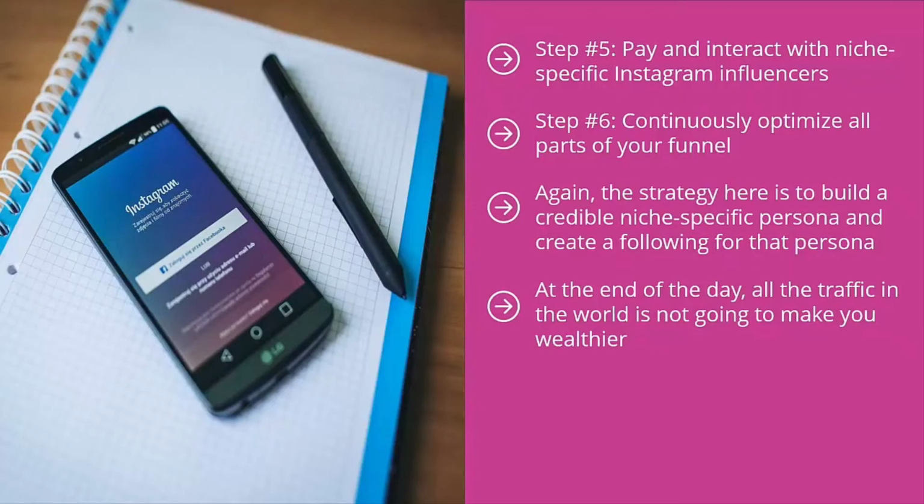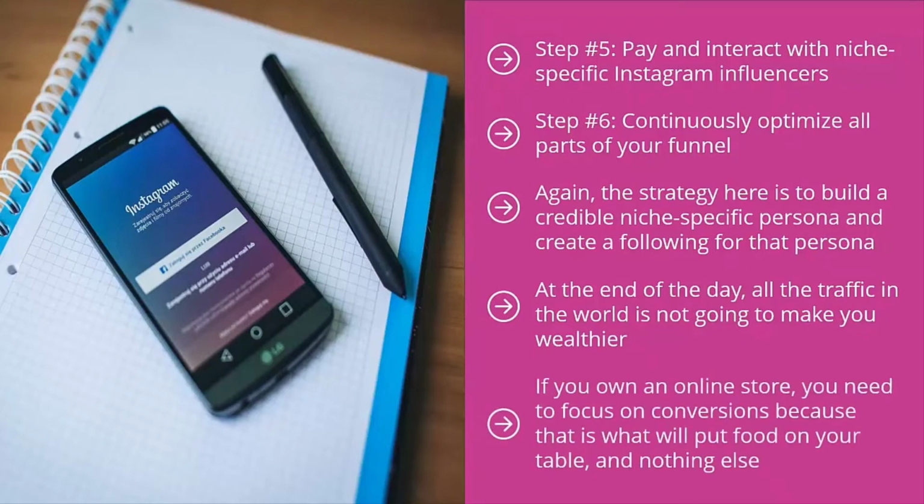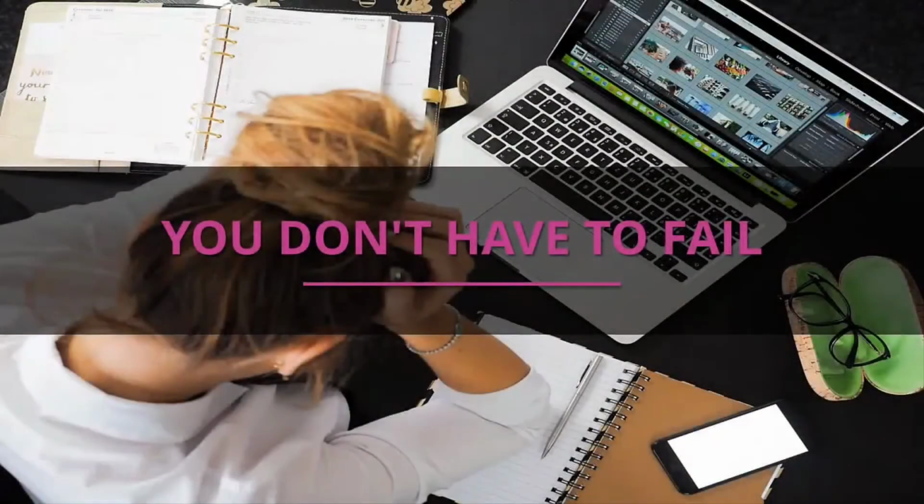There are tons of websites out there, in particular Imgur.com, that get a lot of traffic, but they make very little money compared to the huge volume of traffic they get. If you own an online store, you need to focus on conversions because that is what will put food on your table and nothing else. You don't have to fail.